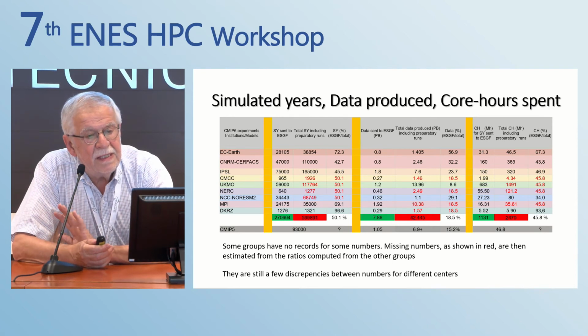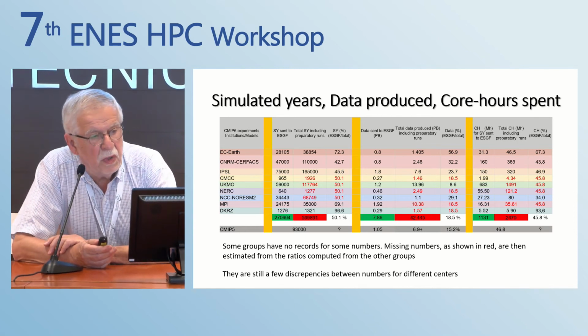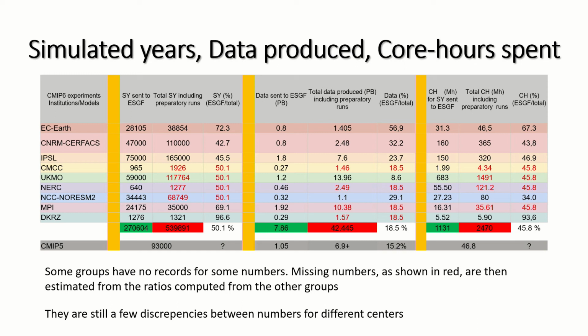Now in this quite crowded table, you have on the left the centers which participated in the exercise, and then you have the simulated years, the data part, and the core hours. For each of those types of data, you have two different things. One corresponds to what was effectively sent to the ESGF archive, that is data or simulated years, which could be shared between all the groups, because they could go to the archive, retrieve that, and so on.